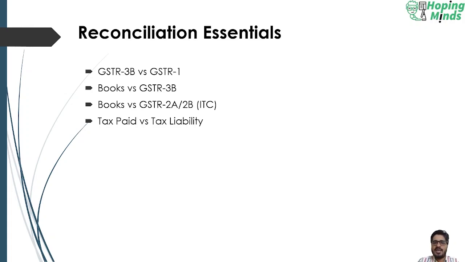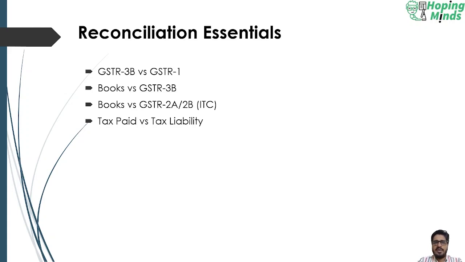Then taxes paid and tax liability. The tax liability as declared in the GSTR 3B return and as paid using the challans and input tax credit must match with the books. Any mismatch, especially turnover mismatch and ITC mismatch, invites notices from the department.